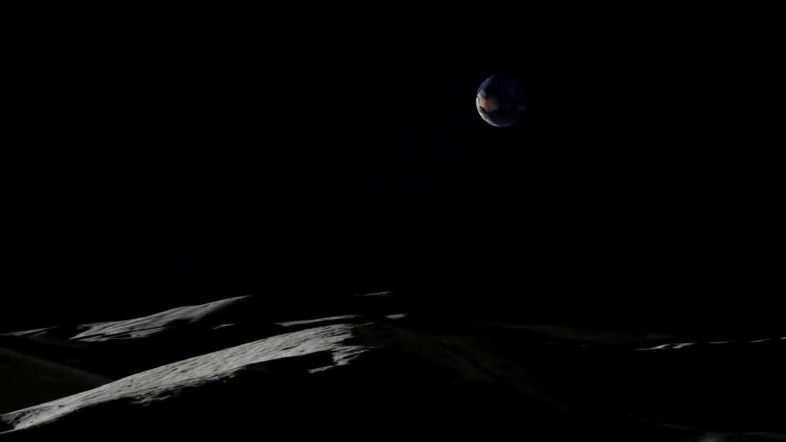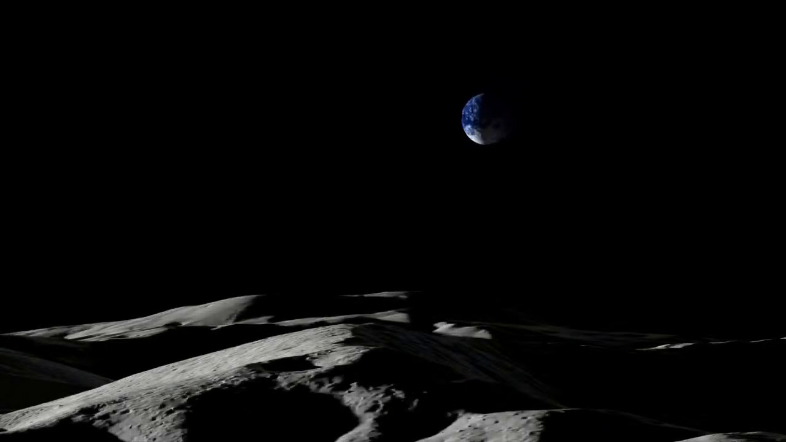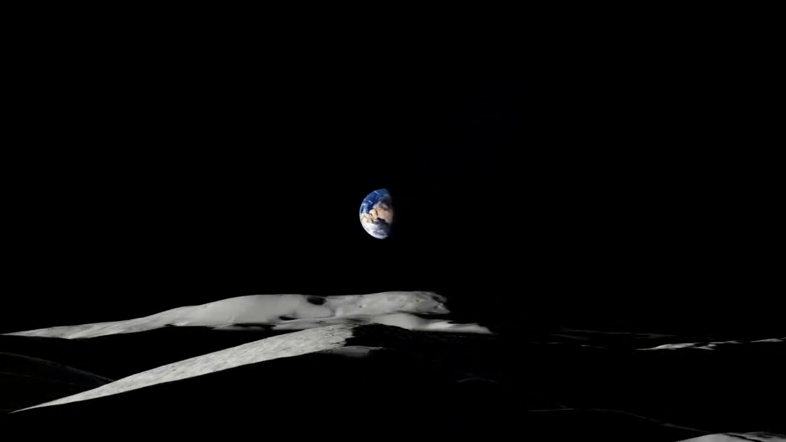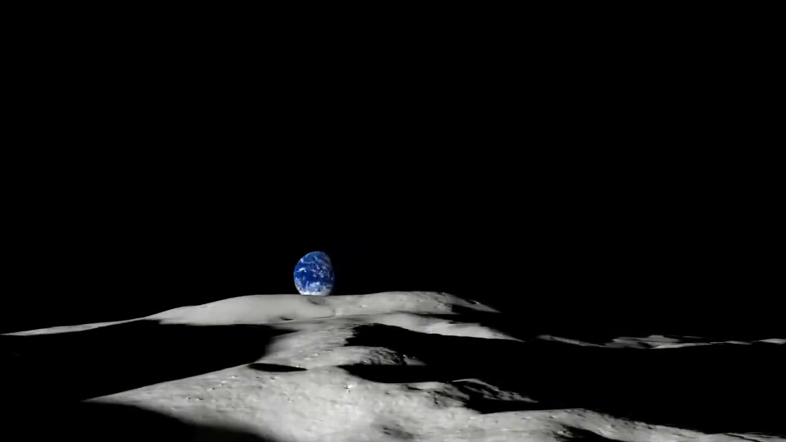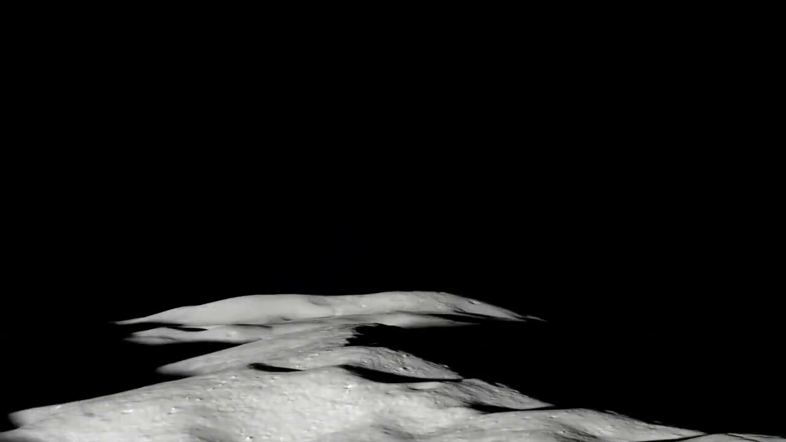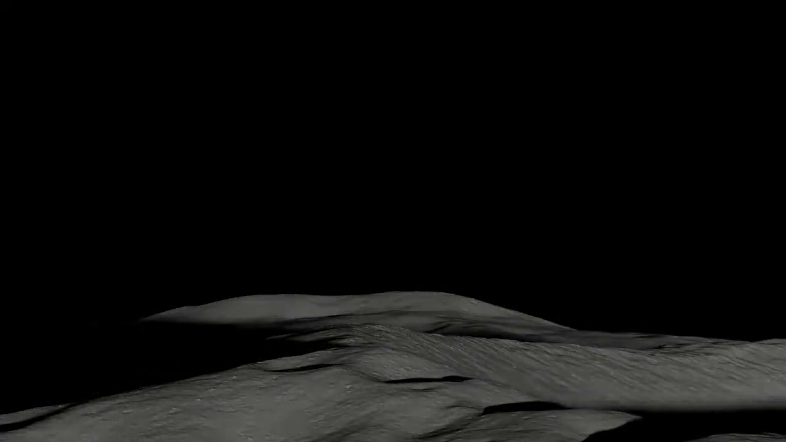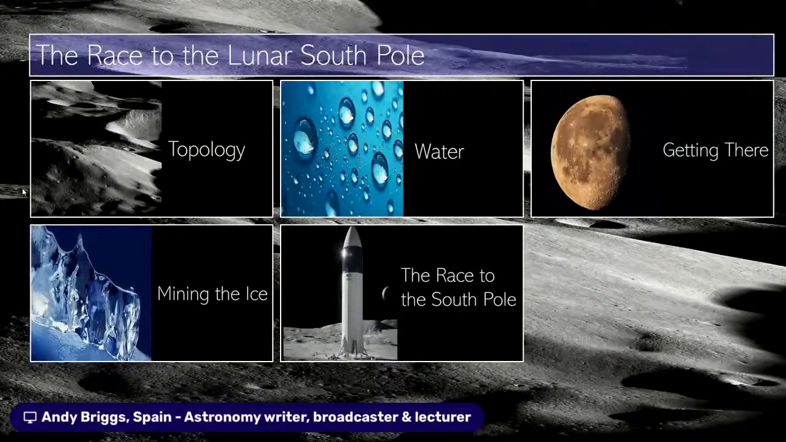This model of the terrain is made possible by Lunar Reconnaissance Orbiter, which has been mapping the surface of the moon from lunar orbit since 2009. LRO's maps will be incredibly important for exploring the moon and locating water and other resources there. That's the topography of the south pole of the moon.